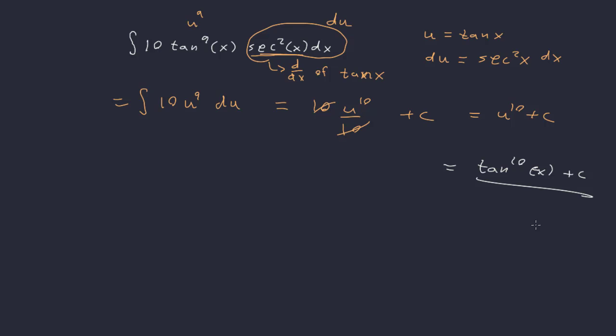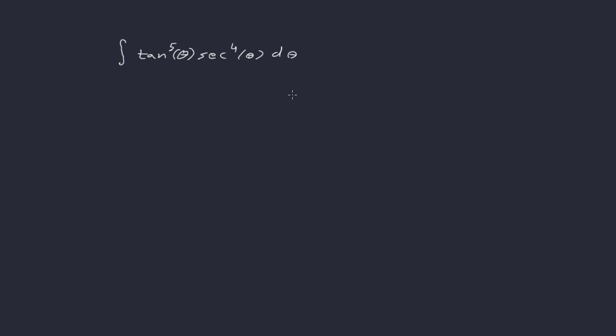So given that, let's look at another one. Okay, let's take a look at this one. Here we have tan to the 5th theta times secant to the 4th theta. So here what we have is the s even. Okay, but we also have the t odd. So we could actually tackle this in multiple ways. Let's start by breaking off a secant squared.